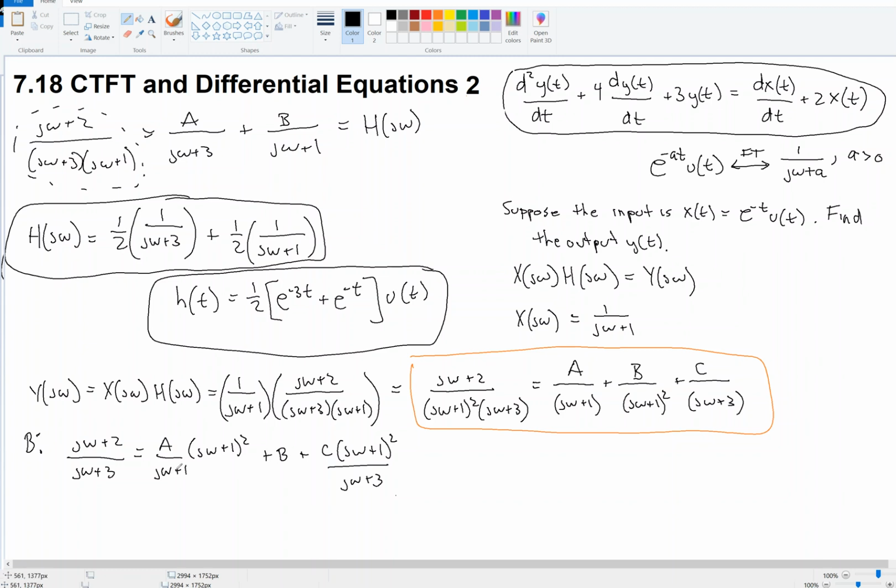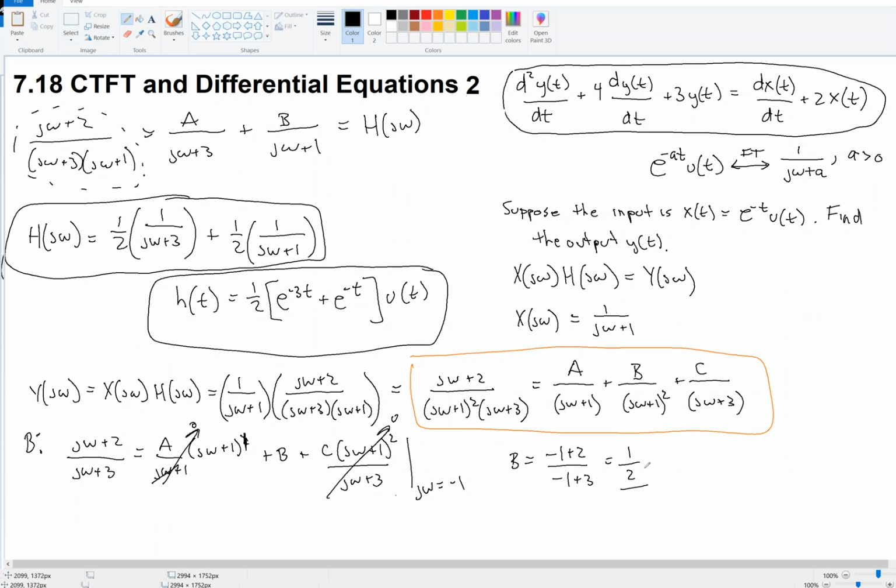And notice for a, you could cancel one of these, so let's do that. Let's cancel that with one of these guys. Okay, now I'm going to strategically let j omega equal minus 1. So then for b, I have b equals, right, because now this drops out, 0, this drops out, 0, so b equals minus 1 plus 2 over minus 1 plus 3, and so this is 1 over 2, 1/2. Awesome.